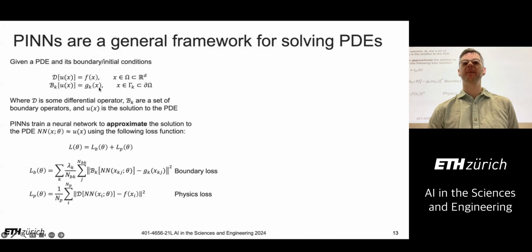You can also incorporate time into x. I haven't explicitly said that time is here, but it could be incorporated into this vector. So PINNs train a neural network to approximate the solution to the PDE by directly approximating the solution. This is a functional approximation of the solution. And we use these two loss terms that I just described. We have the boundary loss, where we have a separate loss term for each of the k boundary conditions, and we have a physics loss that minimizes the residual of that underlying differential equation.